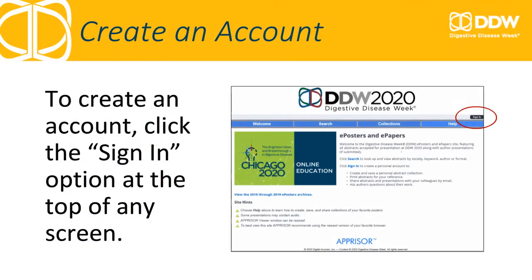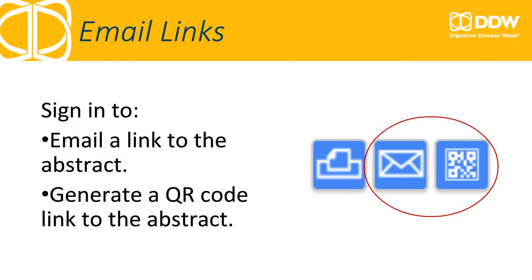Although anyone can view abstracts at the site without a login, you're encouraged to create an Appriser account for the ePosters and ePapers site to take advantage of several features. To create an account, click the Sign In button at the top of any screen. Once you've created an account and logged in, you'll be able to use the blue buttons at the bottom of an abstract screen to email a link to the abstract and also create a QR code.